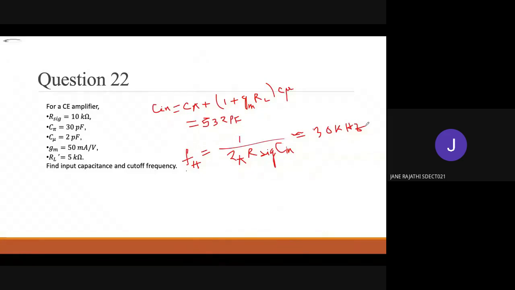Yes, ma'am. Okay. So this is question number 23. The Miller capacitance in an amplifier is expressed as. So try to find out the right answer. Option B, ma'am. No, option A is the right answer. Just cross check the plus or positive or negative sign. Just cross check it, okay?